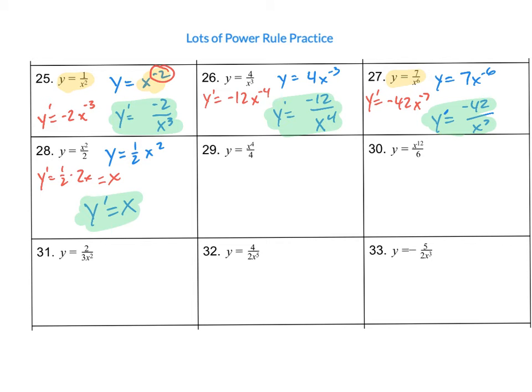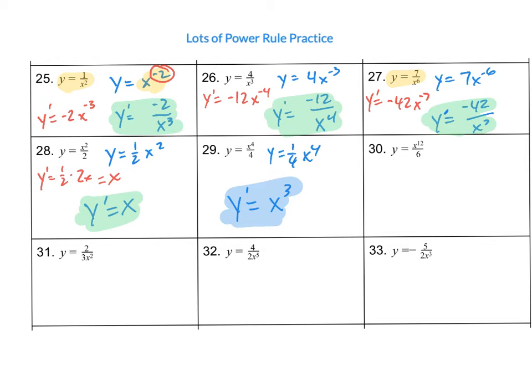And 29 and 30, I'm going to attack the same way. I'll rewrite it as 1/4 x to the 4th. And then when I write that derivative, y prime equals 4 times 1/4, which is 1, so I won't write it, and then x cubed, because 4 minus 1 is 3. So that one's y prime equals x cubed. Oops, I highlighted in blue.